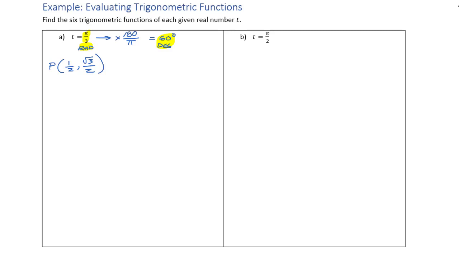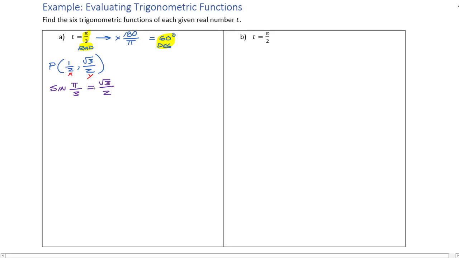Let's start with sine. Okay, so sine of pi over 3, or sine of 60 degrees. So what's sine? Sine's the y coordinate. So let me just make this clear. There's our x coordinate, there's our y coordinate. So sine of pi over 3 would be root 3 over 2, right? Or the same thing as if you do sine of 60 degrees.